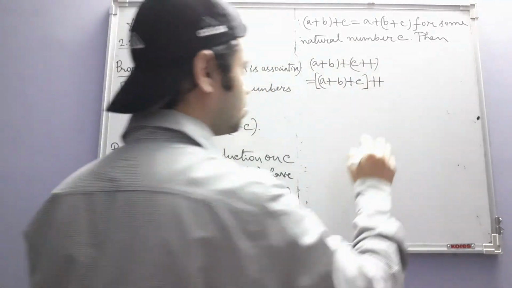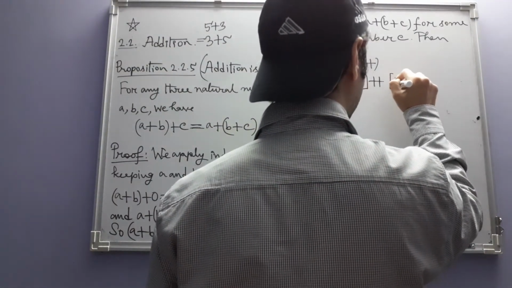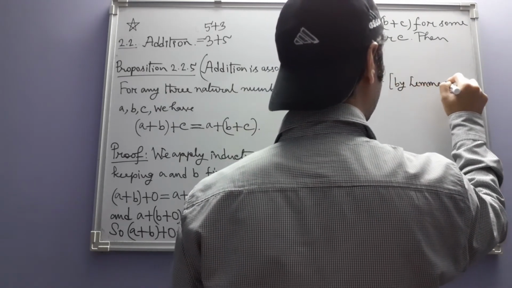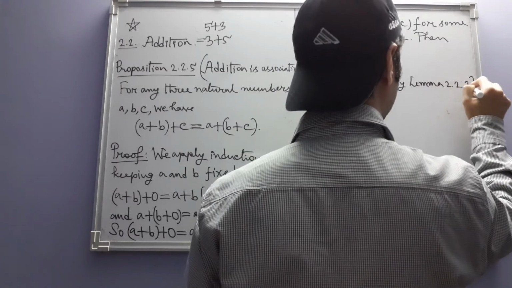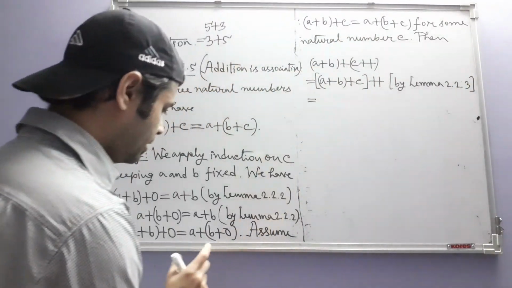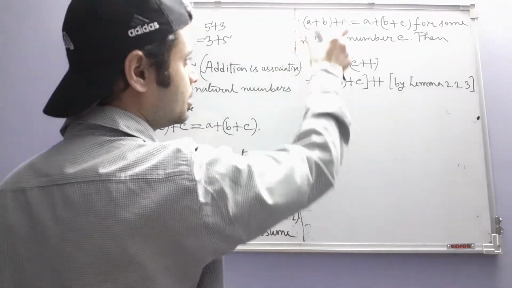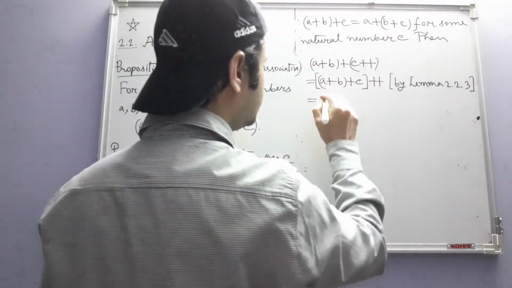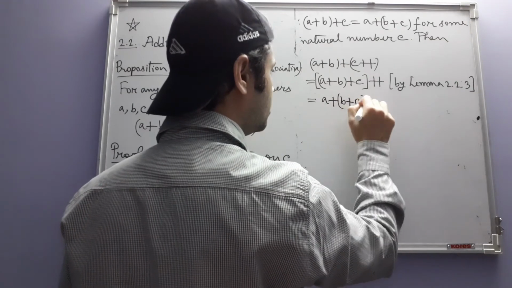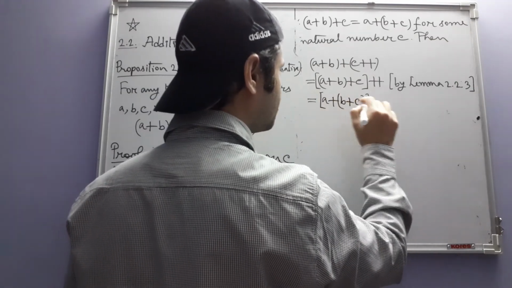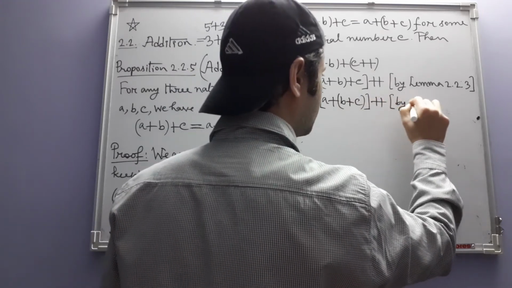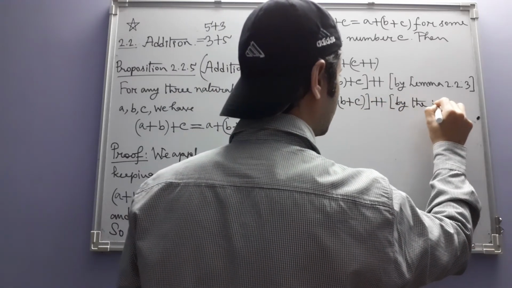This is by lemma 2.3. Okay. Now by the induction hypothesis, in place of this I can write this a + (b + c). This comes from the assumption we have made by the induction hypothesis.